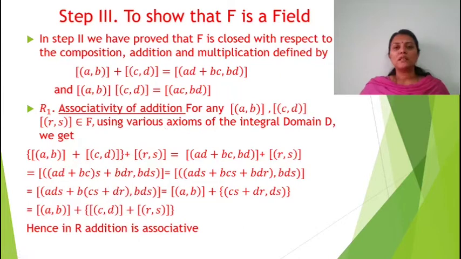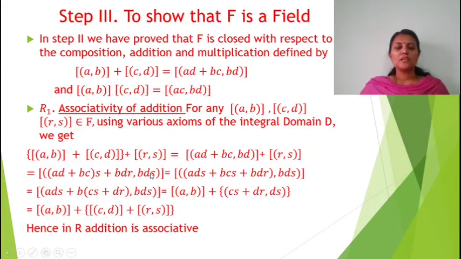For that, take three elements [a, b], [c, d] and [r, s] of F, and we use various axioms of the integral domain D. For the addition, [a, b] plus [c, d] plus [r, s] is equal to [ad plus bc, bd] plus [r, s], which is the definition we have for addition, and which is equal to, again using the definition, (ad plus bc) multiplied by s, plus bd multiplied by r.